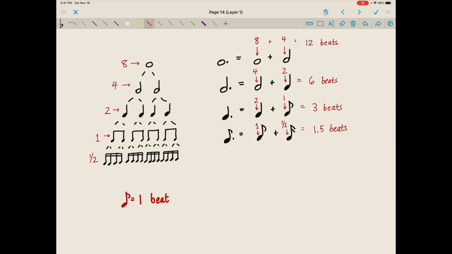You'll notice that the dotted whole note is twice as long as the dotted half note. The dotted half note is worth twice as much as the dotted quarter note, and the dotted quarter note is worth twice as much as the dotted eighth note. Similarly, the undotted whole note is worth twice as much as the half note. Half note is worth twice as much as a quarter note. A quarter note is worth twice as much as an eighth note. So you can see the parallel here.